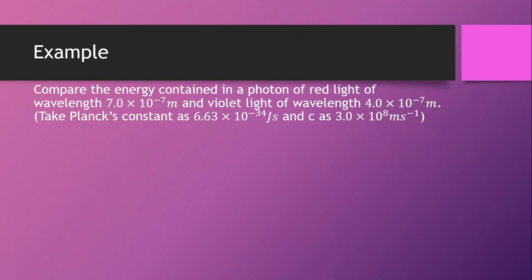Let's have an example before we wrap up our tutorial and call it a day. Try working out this question. You may pause the video if you don't mind. Compare the energy contained in a photon of red light of wavelength 7.0 × 10^-7 meters and violet light of wavelength 4.0 × 10^-7 meters, taking Planck's constant to be 6.63 × 10^-34 joule seconds and c as 3.0 × 10^8 meters per second.